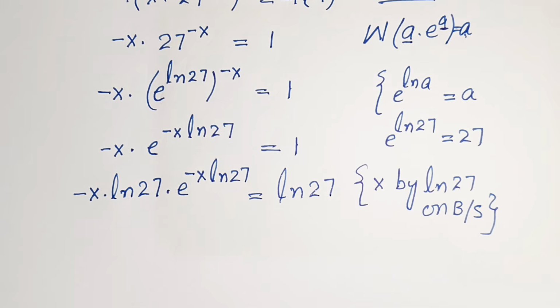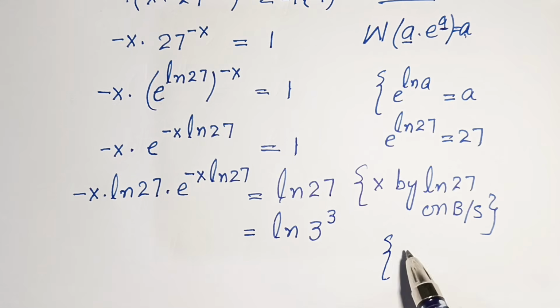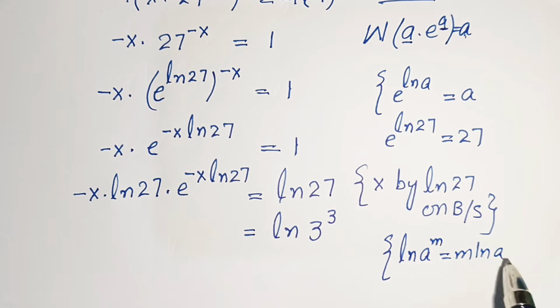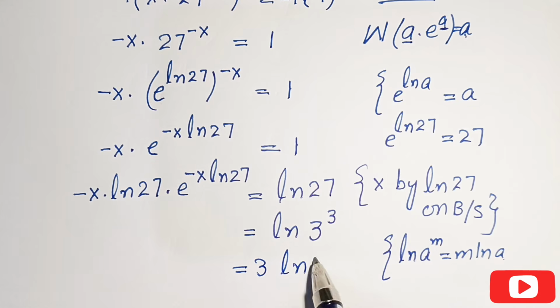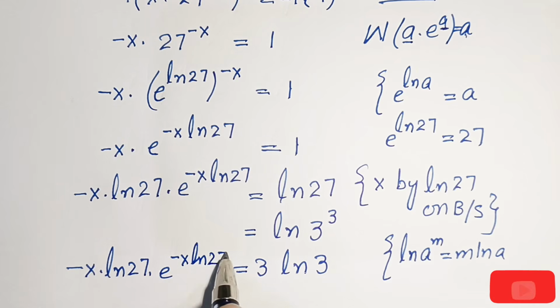Now we have to just solve this natural log of 27. So natural log of 27 can be written as 3 cubed. Now using logarithm powers law, if we have natural log of a to the power m, it is equal to m natural log of a. So here it can be written as 3 times natural log of 3. Now here our left hand side is minus x times natural log of 27 times e to the power minus x natural log of 27.